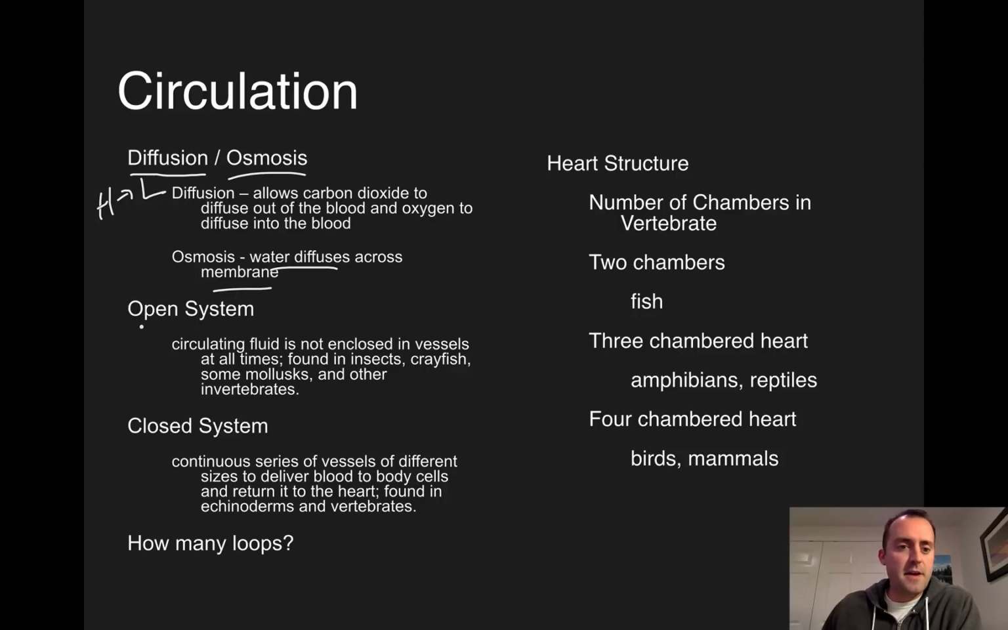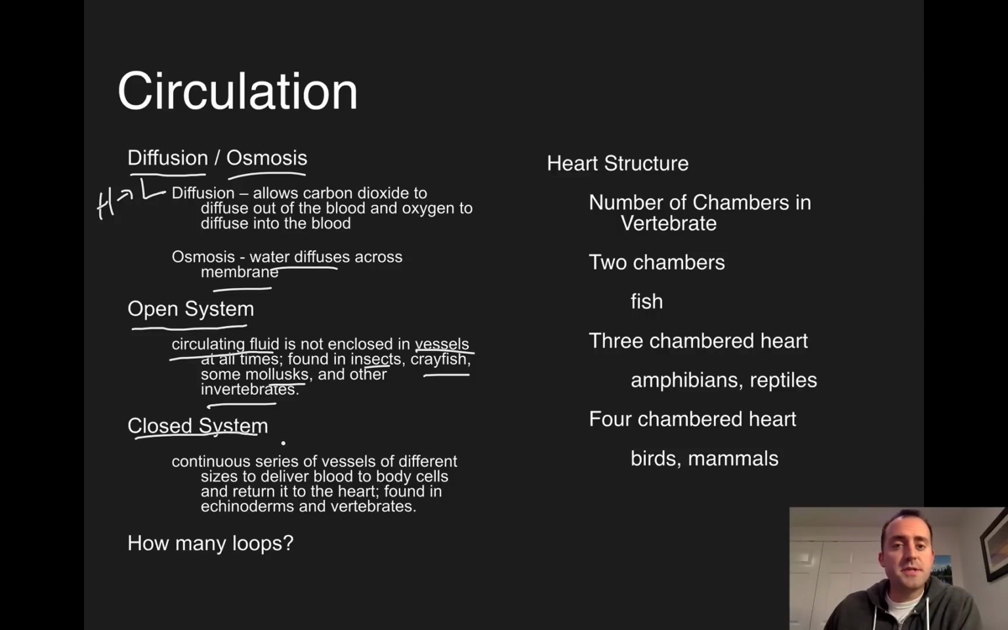So some organisms have developed an open system for circulation, where basically you have circulating fluid that just kind of fills the organism's body. There's no vessels that contain that fluid. So the organs are just kind of bathed in this nutritious fluid, and it just kind of moves nutrients and oxygen and so forth around the body. This is found in insects and crayfish and some mollusks and other invertebrates. Basically, smaller animals tend to have open systems.